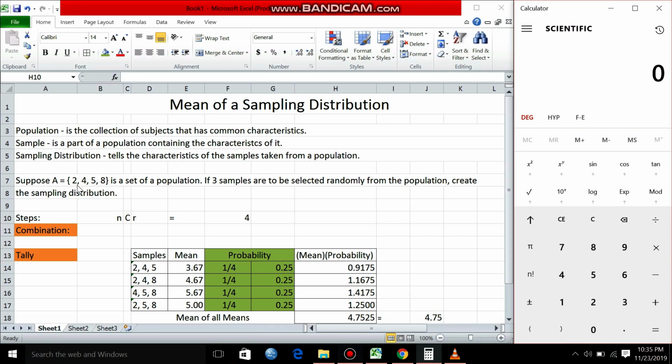So let us add 2 plus 4 plus 5 plus 8, which is 19, divided by 4, since we have 4 numbers. So the answer is 4.75. In other words, the population mean is equal to the mean of the sampling distribution, if and only if the samples are selected randomly. So that's how we solve for the mean of the sampling distribution, and we have concluded that the population mean is equal to the mean of the sampling distribution.